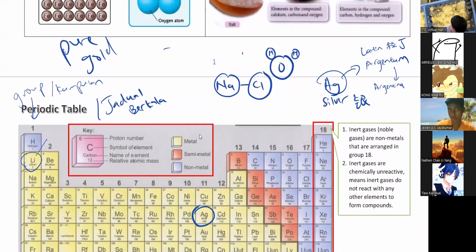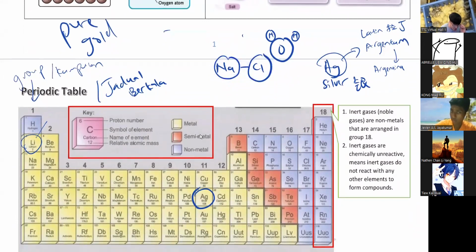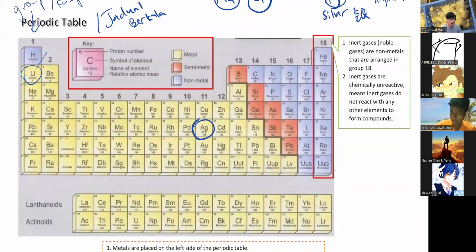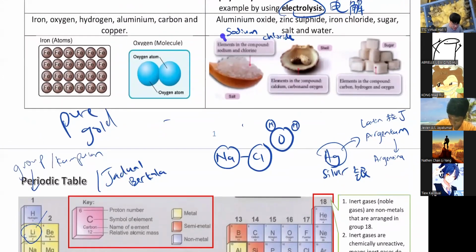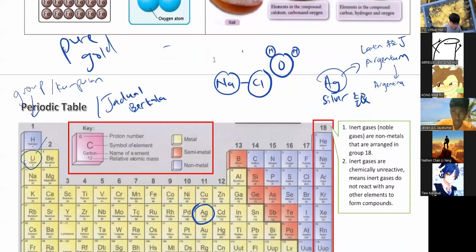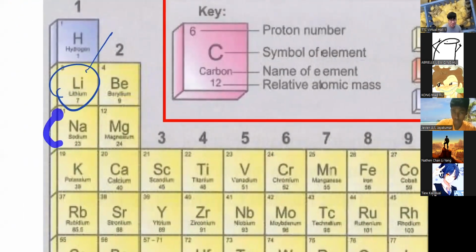Anyway, so Na and Cl. This is your salt. All right, let me tell you a little bit of story here. Let's talk about this periodic table. You might say, sir, I thought sodium is sodium. How does it become Na?